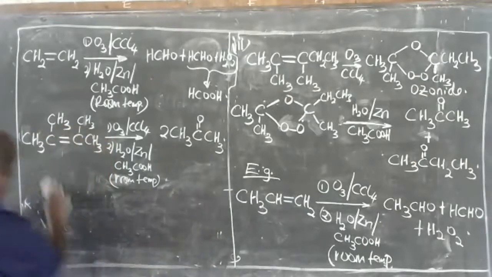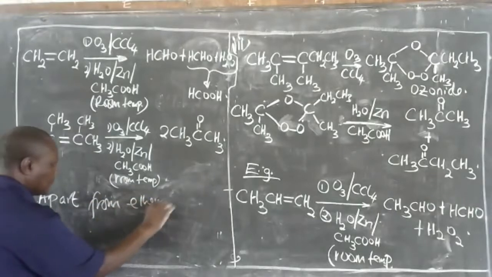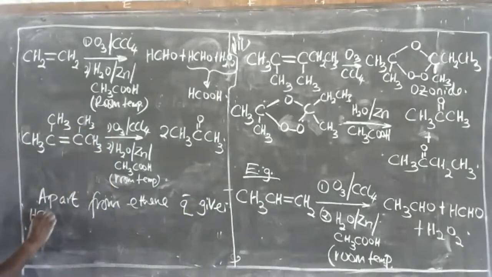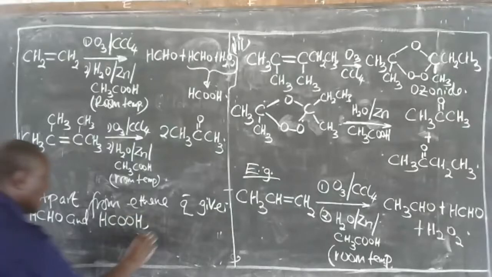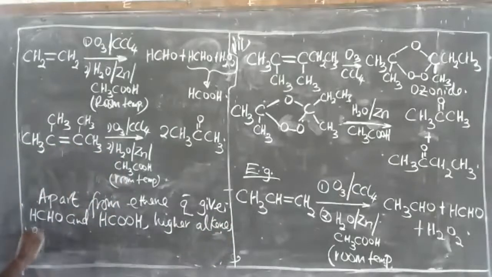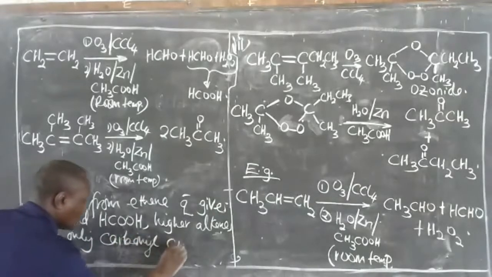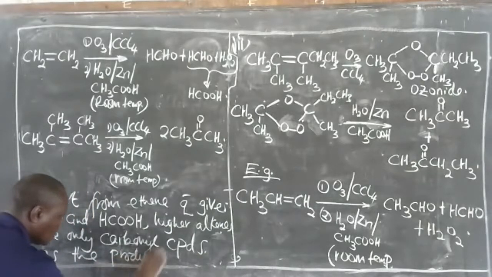That's why here we say NB: apart from ethene, which gives HCHO and methanoic acid, alkenes give only carbonyl compounds as the product.